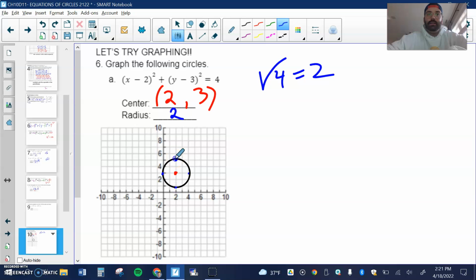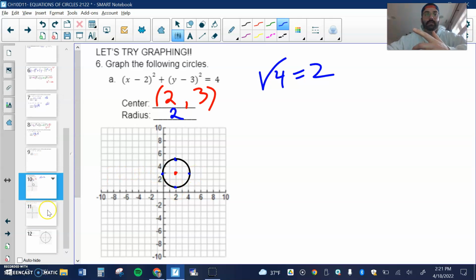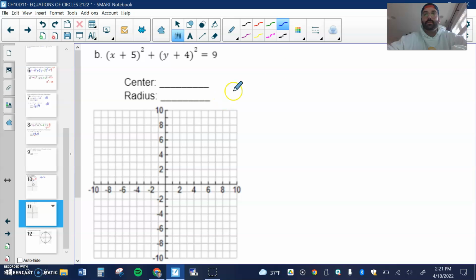Obviously I don't expect you to have that. But if you identify the radius like this, that it's 2 units in every single direction from the center, that's what I care about. Try to do this one on your own. I'm going to pause here, and then you can check with me.